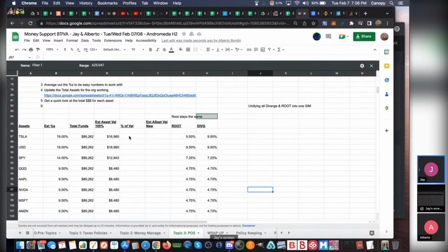And then I think the way that I did this is that everything starts with 100% value, right? And then you're dividing 100% by 50. All right.